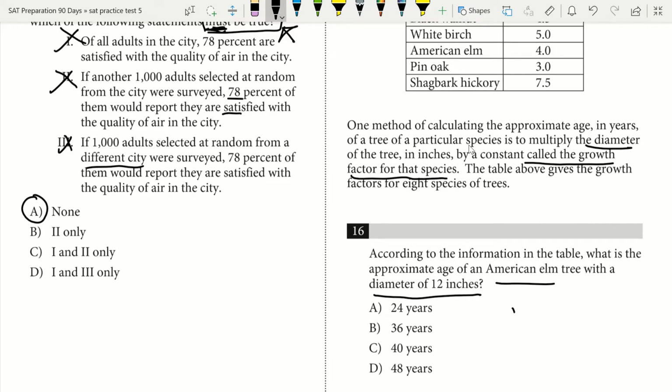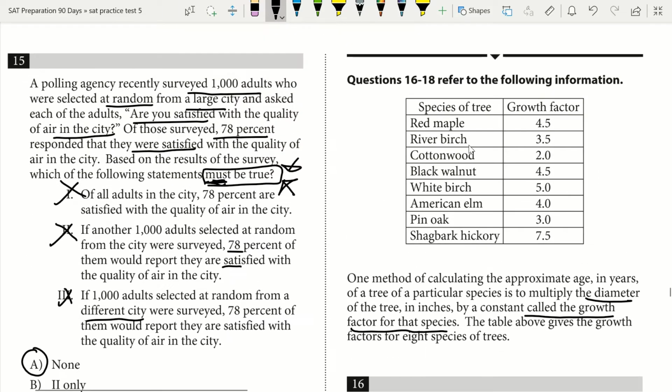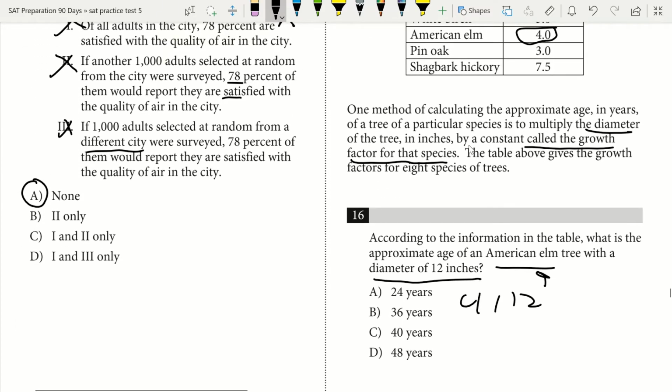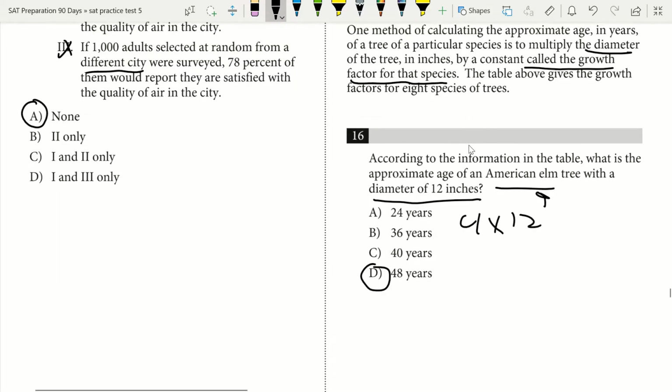So if we have a diameter of 12 and we have an American elm tree, we can calculate its age by multiplying by this American elm growth factor. So that's going to be 4 times our diameter of 12. 4 times 12 is going to give me 48, so my answer there is going to be D for number 16. All right, now we've got question 17.